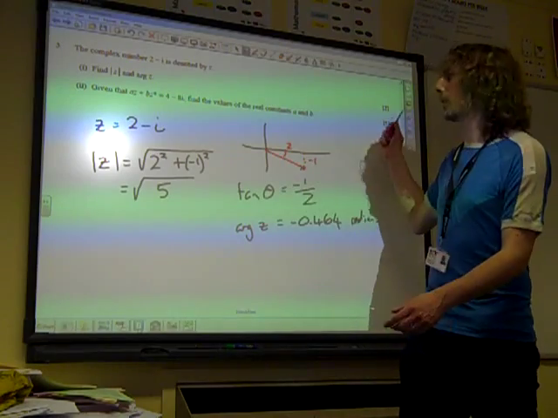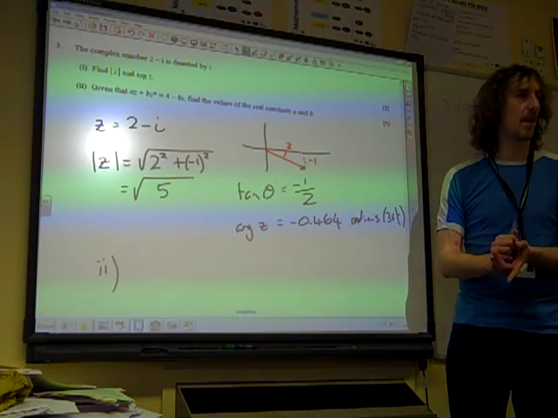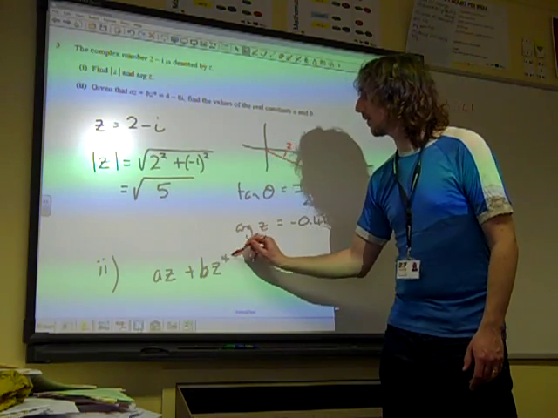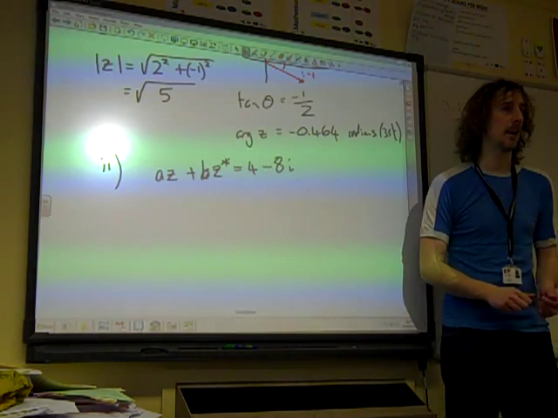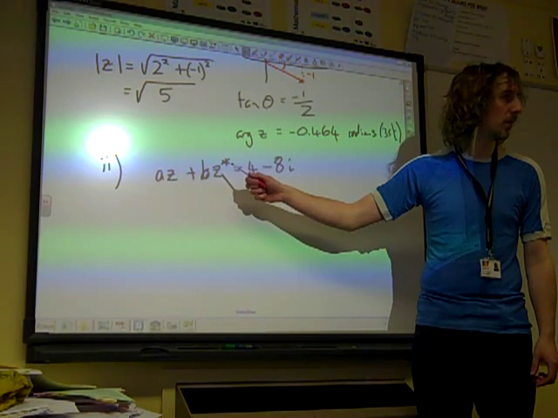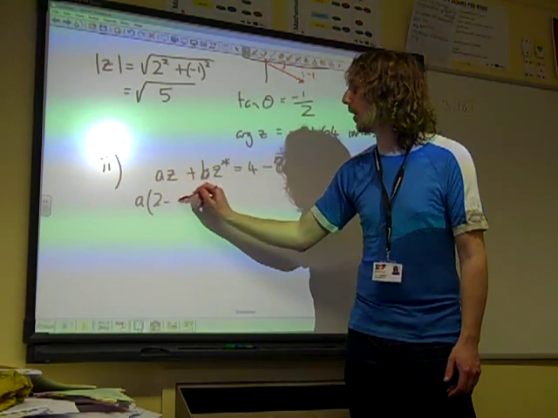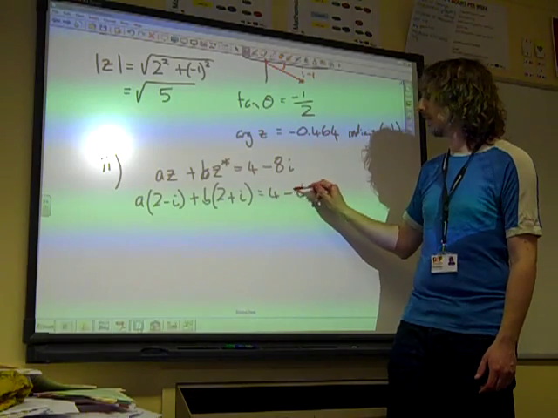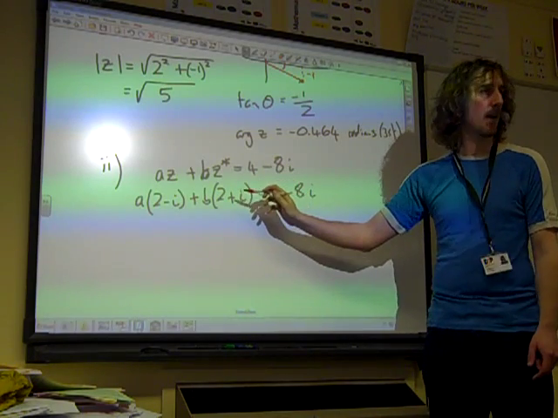The next part, again, we've got loads of marks for something here. Part 2, we've got to show that, given that, az plus bz* is 4 minus 8i. And actually the first thing here is for us to recognise what this little star above z means. What does it mean? The complex conjugate. So that means that we've got a times 2 minus i plus b. And there is our first mark straight away, just for recognising that the complex conjugate is 2 plus i.